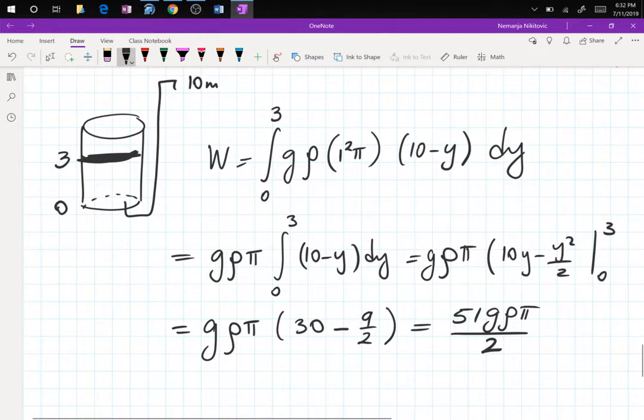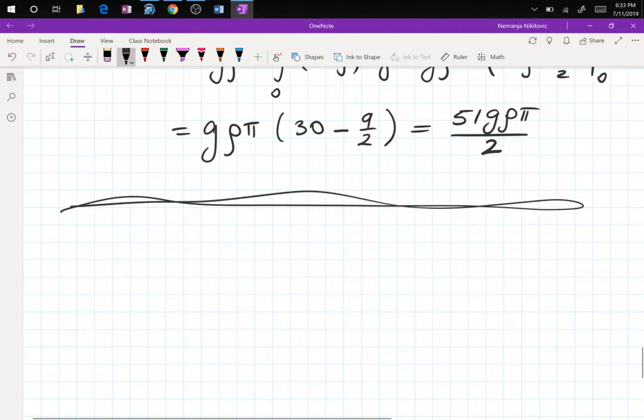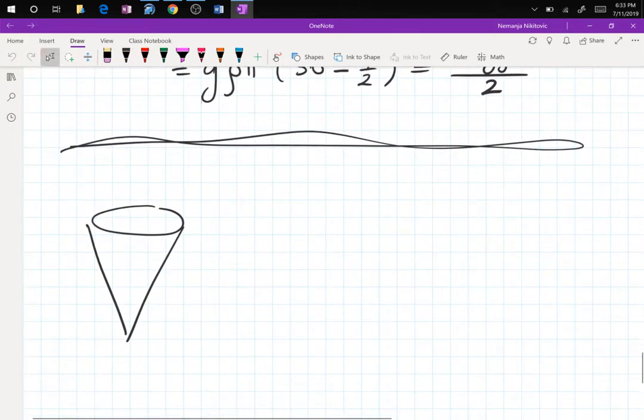Now, I want to do a cone, because that one is much harder than this, yet so simple on a picture and simple shape. But it's harder because now you have to come up with a function for area. And then we're done. So now you have a conical tank with a hole on the bottom with a nozzle that goes up.